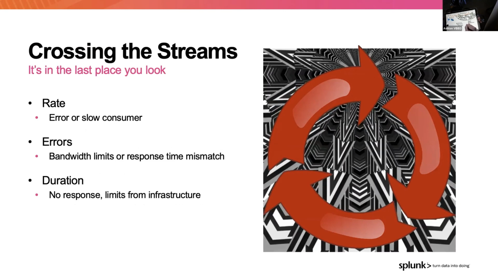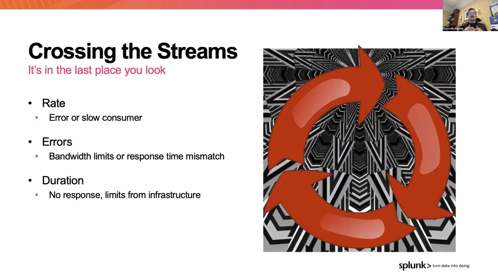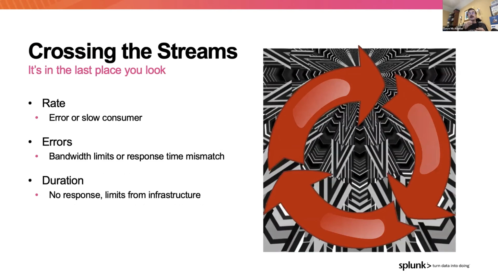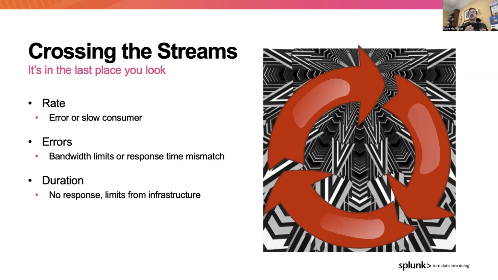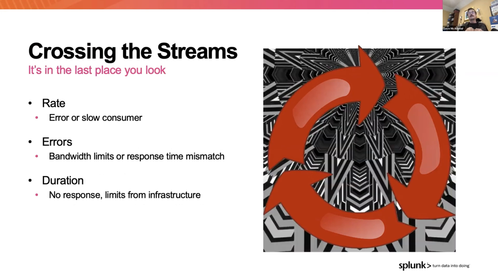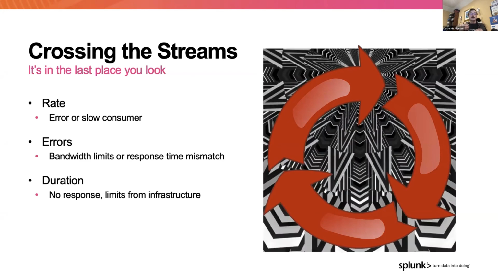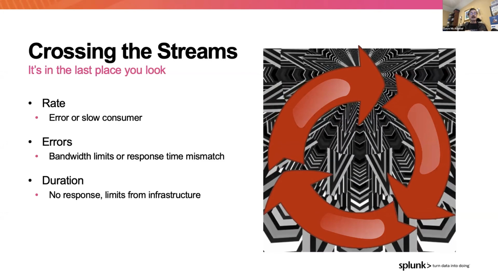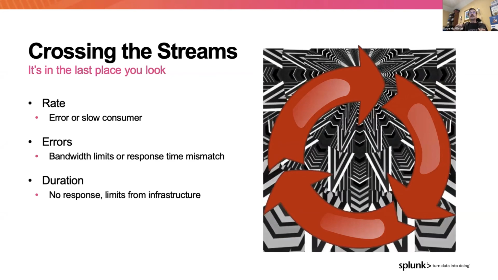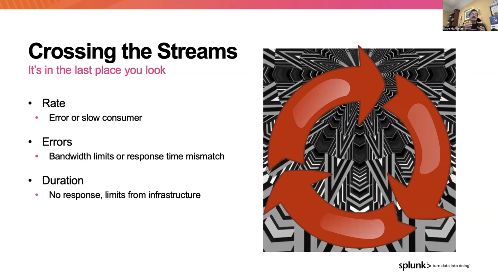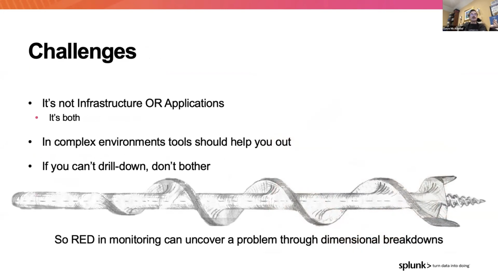So it's not always great news. The problem with RED is that it can interact in unique ways. And so you can get a rate problem that's actually being caused by an error or by a slow consumer. So you can have something that's working perfectly fine, but showing up as a rate error, even though the problem has nothing to do with your network or your communication pathways. Likewise, errors can be bandwidth mismatches, or the response is not coming back because something is timing out. And the durations can also be a no response, an error that's simply going nowhere, or you run into a bandwidth limit in your infrastructure. And so RED has these unique interactions that you've got to worry about as well. So it's not just the infrastructure or application, it's both.